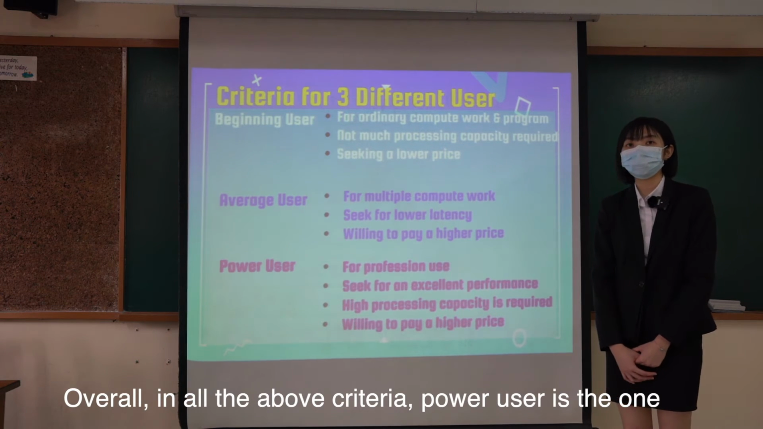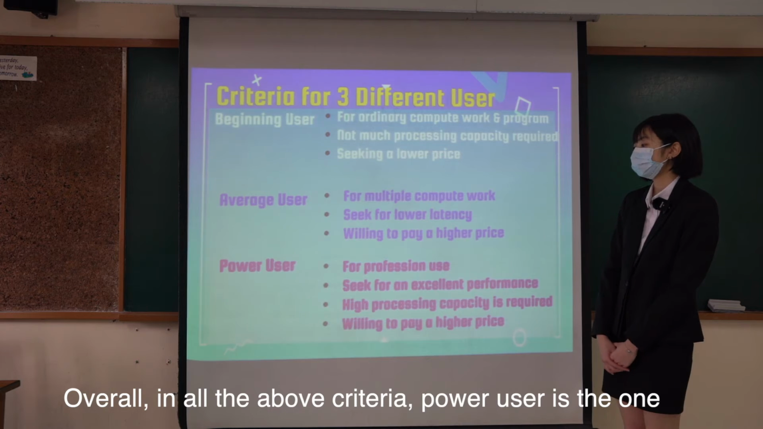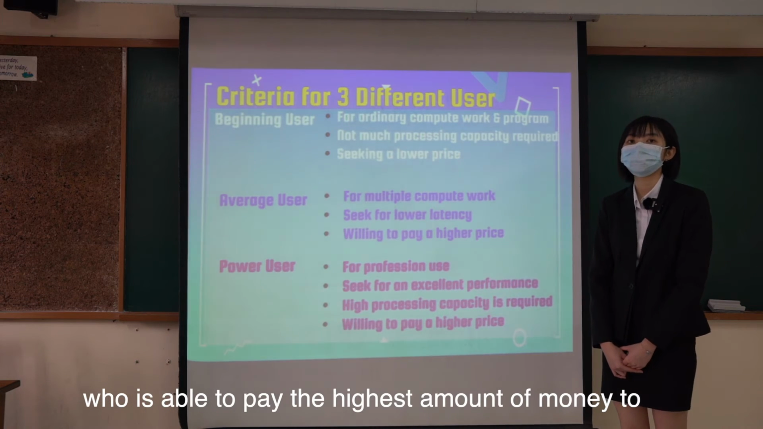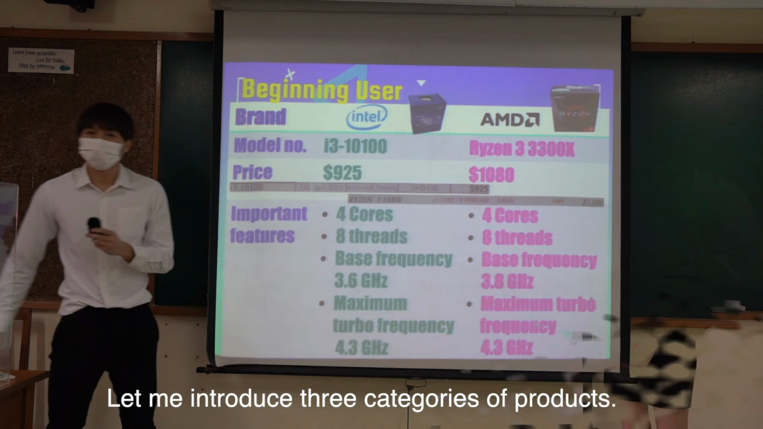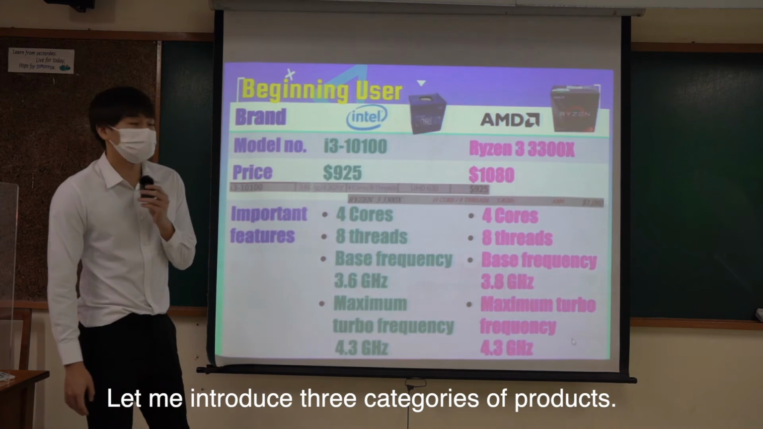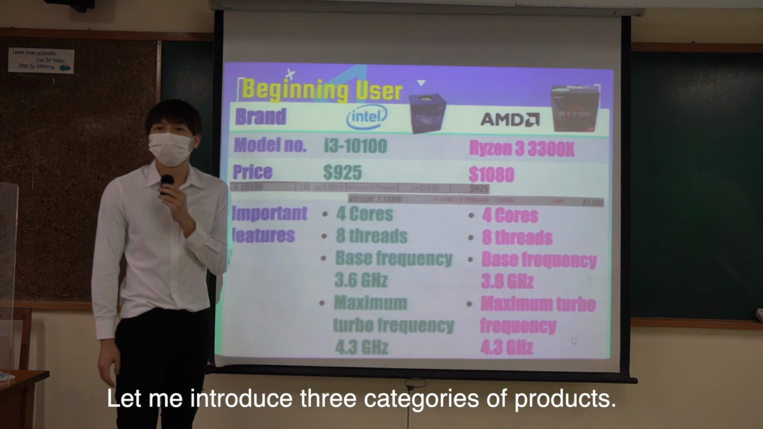And overall, in all the above criteria, the power user is the one who is able to pay the highest amount of money to buy the best CPU. Okay, let me introduce three categories of products.